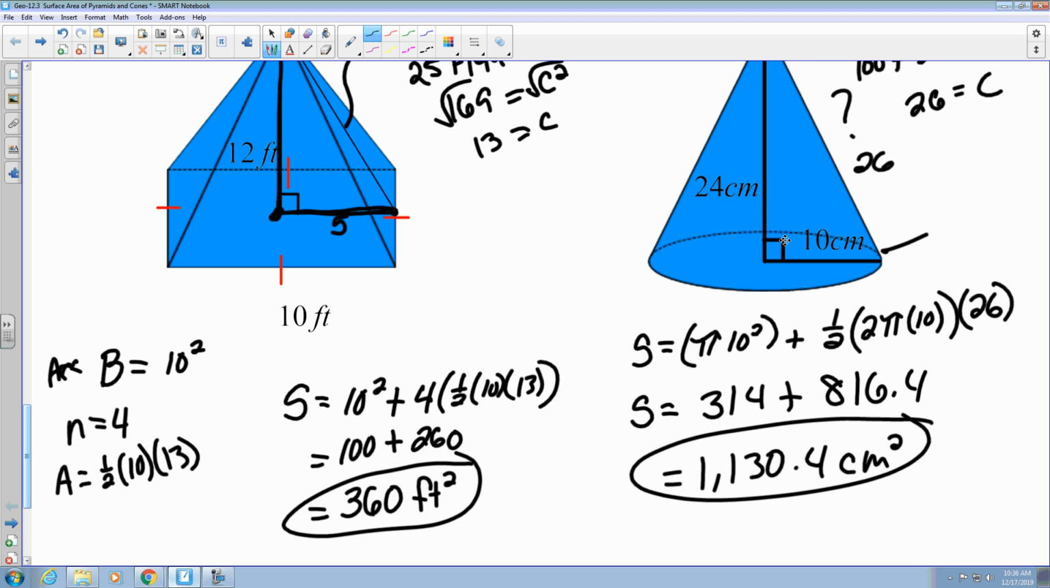And that is how to find the surface area of pyramids and cones.